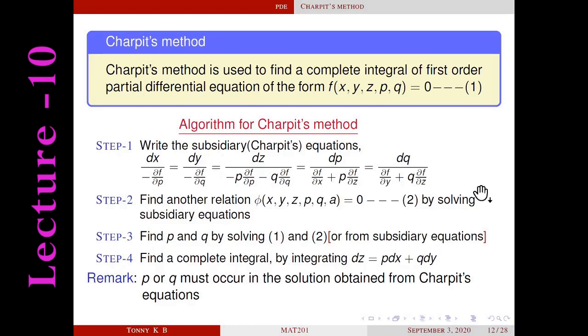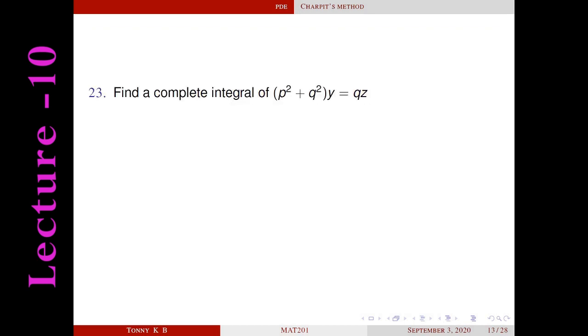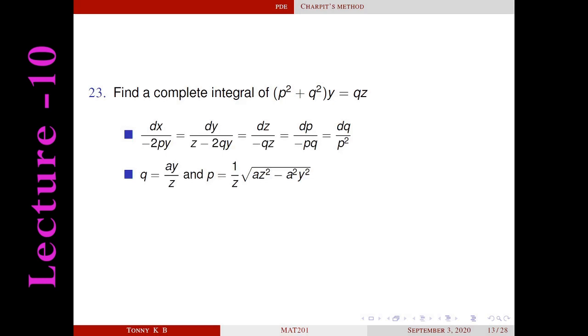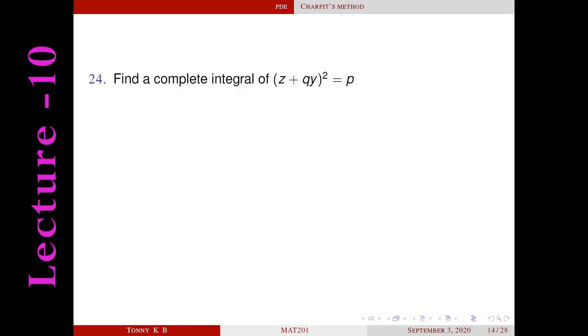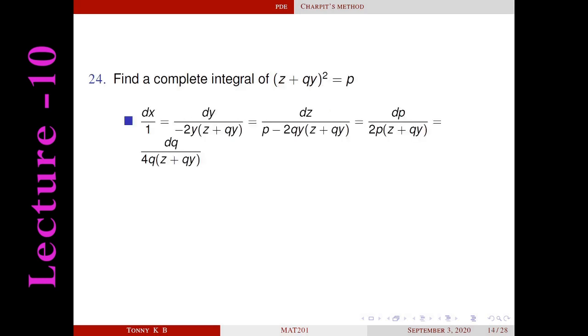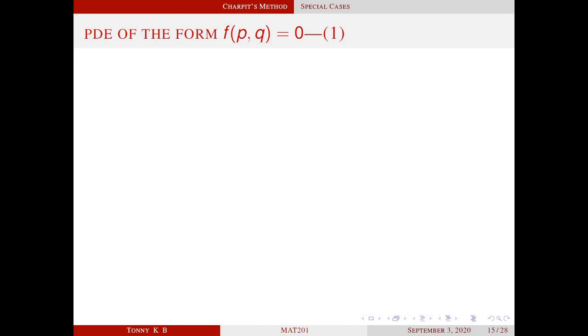Namaskaram. In the last session, we have seen Charpit's method and its algorithm. Also, we solved two problems. In this session, we will see some special cases of Charpit's method, which are comparatively easy. Case 1. Partial differential equation of the form f of p, q equal to 0.